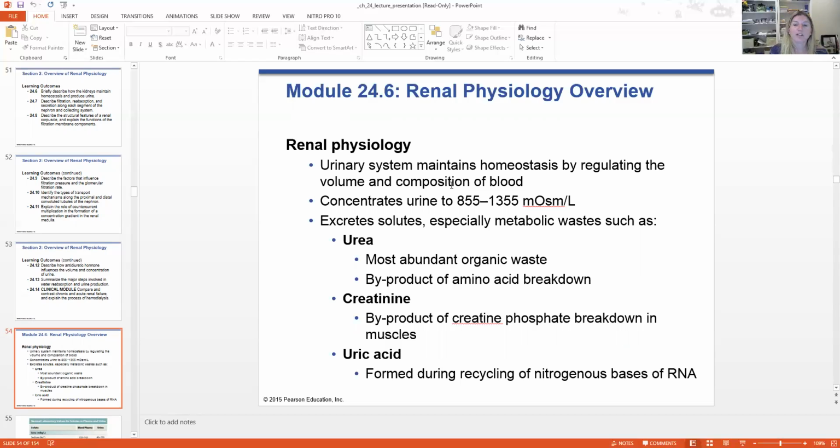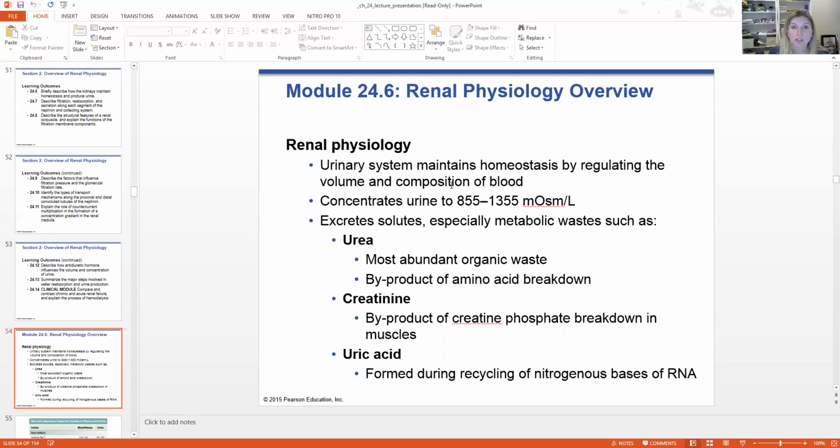So our urinary system is one of our main homeostatic centers of our entire body. It regulates blood volume and blood concentration. And if you don't have your blood volume and blood concentration regulated, you got nothing. You need to regulate that. So super concentrating our urine to help conserve all of the valuable nutrients and solutes and water that our body needs. All of the solutes, especially metabolic waste, are excreted in our urine.